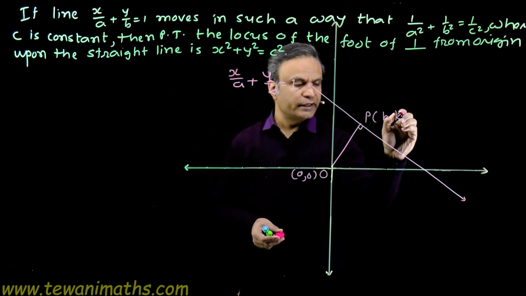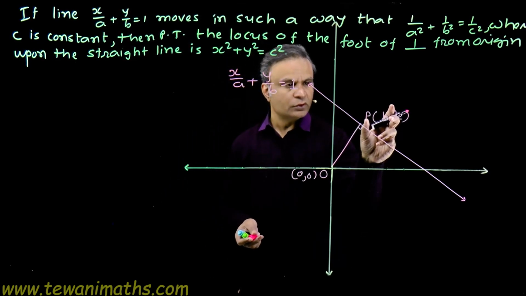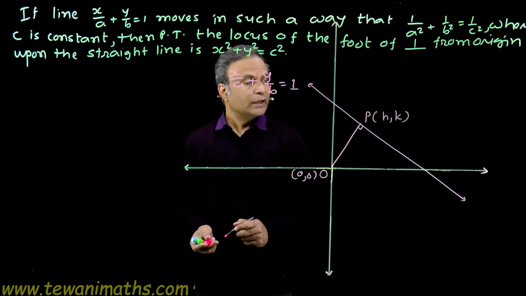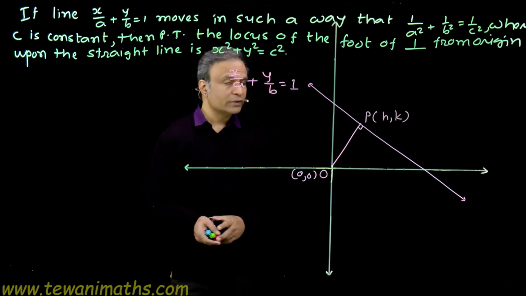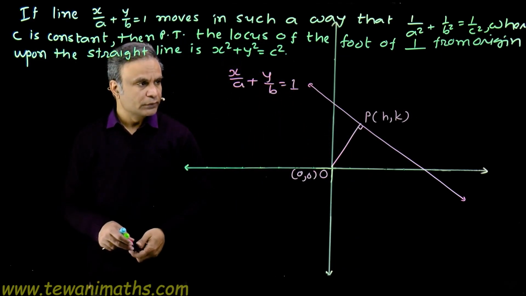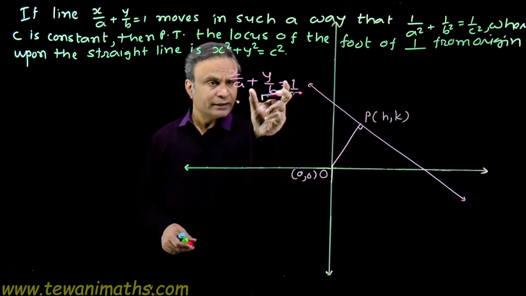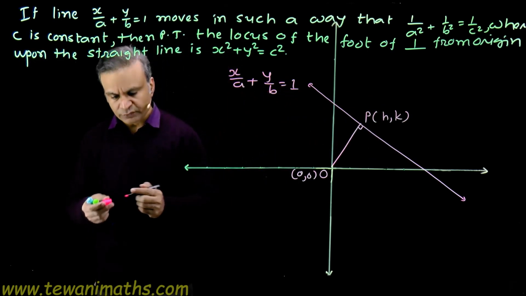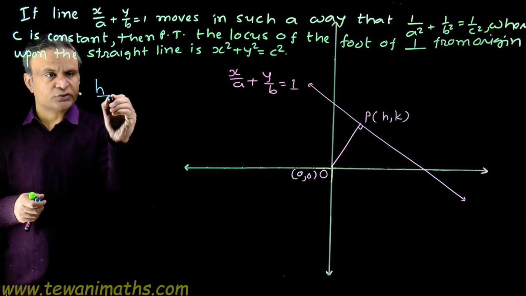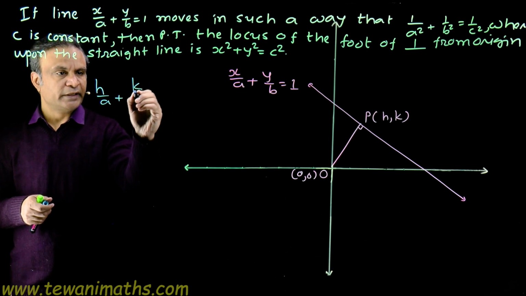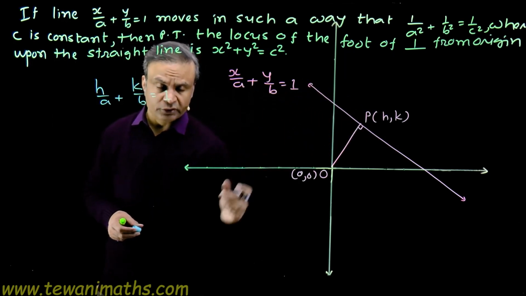Suppose coordinates are h comma k. Okay. Now we have to find the locus of this variable foot of perpendicular, under the condition 1 over a square plus 1 over b square is equal to 1 over c square, where c is specified constant. क्या करेंगे? Now this point lies on the straight line. It will satisfy this equation. Okay, so we have h over a plus k over b is equal to 1. ये पॉइंट इस लाइन के ऊपर है तो इसके इक्वेशन को ये सेटिस्फाई करेगा.